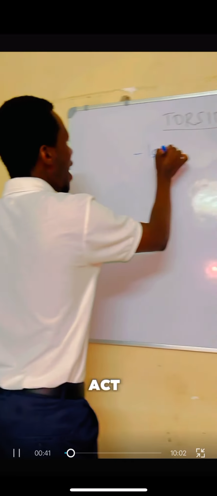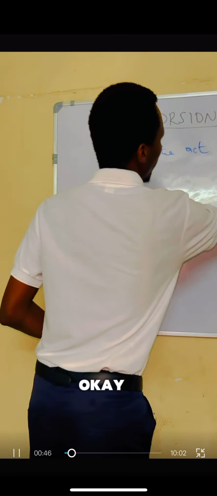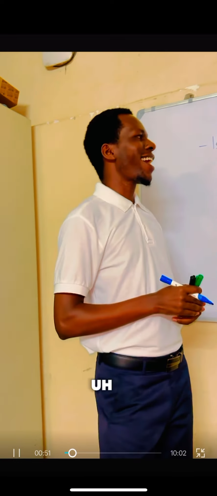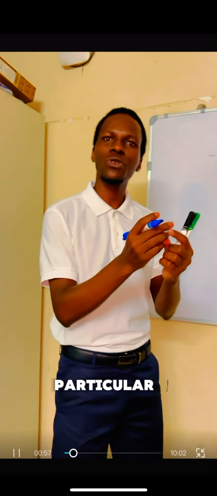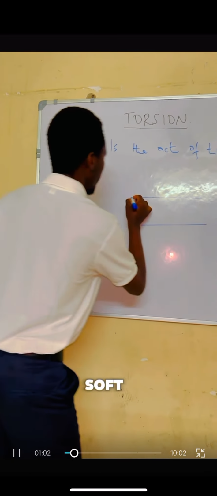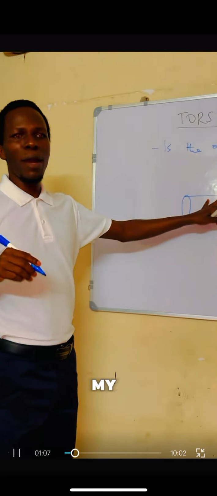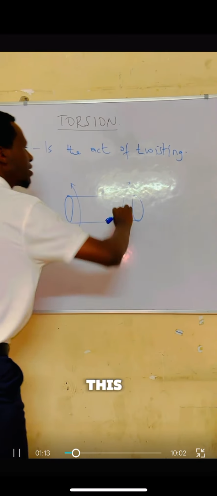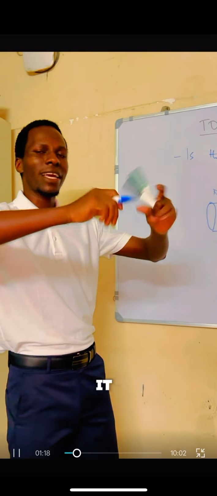Is the act of what? Is the act of twisting. So when you hear the word torsion, this word should come to the back of your mind. Now, this torsion, if we're analyzing it in the engineering aspect, for instance, when you have a particular material, we call it a shaft. When I draw something like this, this is my material. If I twist it, I apply a force here, and apply a force here. Remember, this force is going clockwise, and this one is going anti-clockwise. So it is producing torsion. It is twisting it.